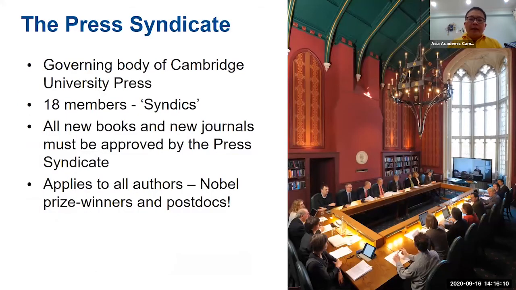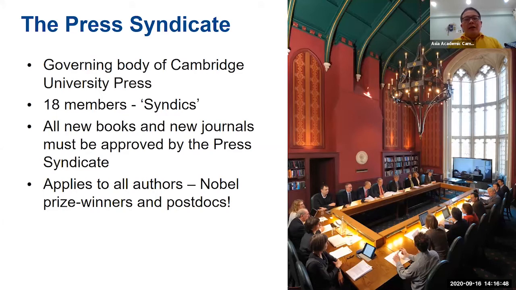And of course, we have the Press Syndicate. As I mentioned earlier, the Press Syndicate is the governing body of Cambridge University Press. Oxford University Press also has their governing body, as is the case with most other university presses. For commercial publishers, it will probably be the management board or the editorial board that approves new projects. For the syndicate itself, we call the members syndics. There are 18 members, and most of them are professors from various colleges and faculties of the university itself. They meet regularly to approve the new books and any new journals that we are publishing.